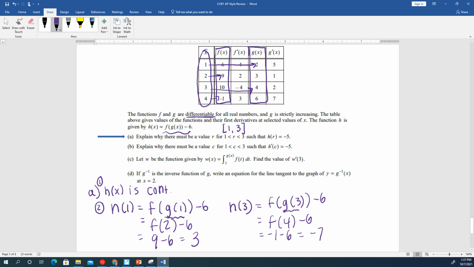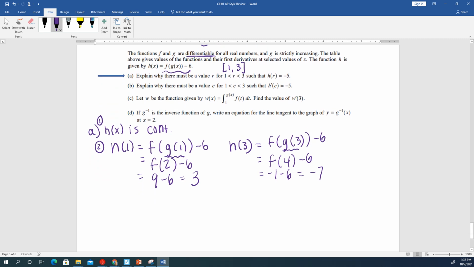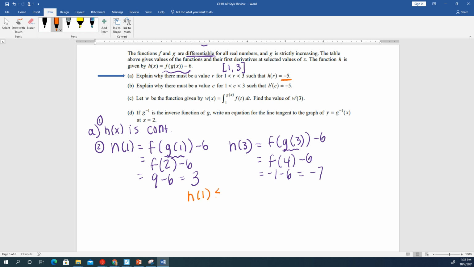Okay, so this helps us. Now we can see that this value of negative 5, that they're trying to get us to explain why we would have an input that gives that output, is in between the outputs at my endpoints. So you would say h of 1 is greater than or equal to negative 5, which is greater than or equal to h of 3. That's the second thing you have to show, so the hypothesis is met for this theorem.